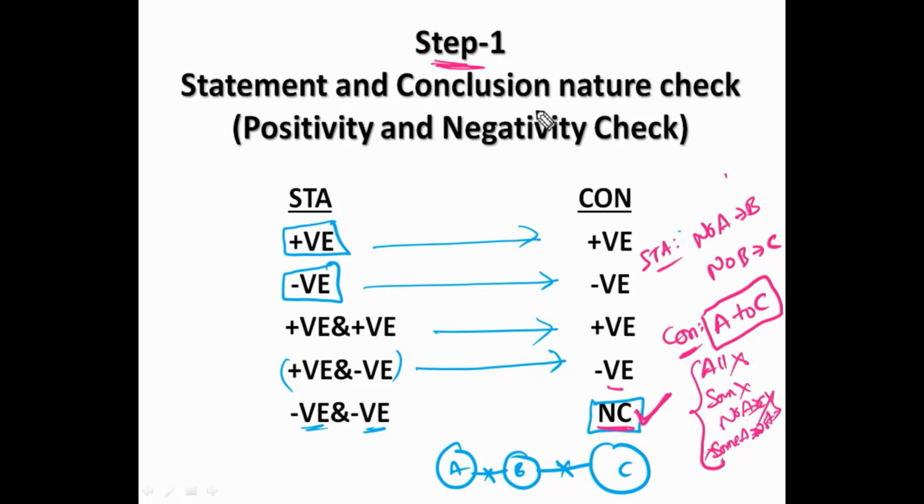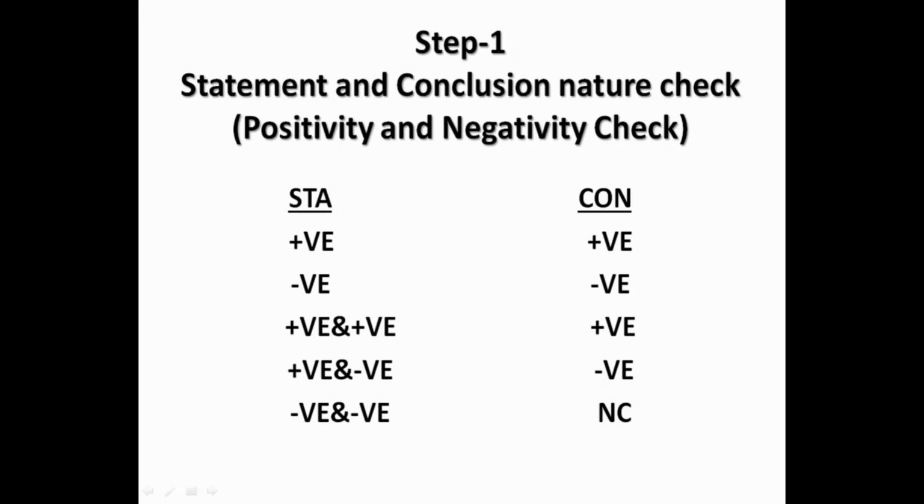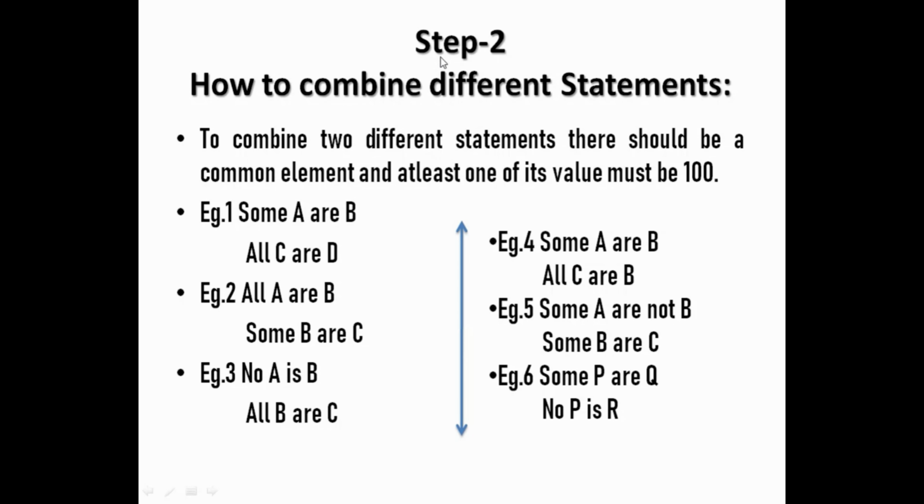If any conclusion clears step one, then we go for step two. If it does not clear step one, then in the first step only we can say this does not follow, because the positivity negativity checking fails. If a conclusion clears step one, go for step two. What is step two?